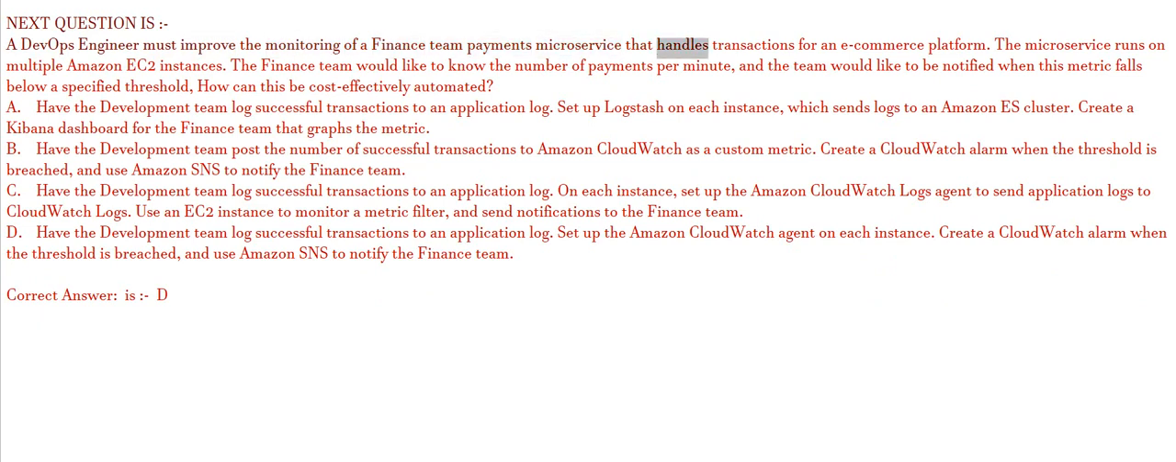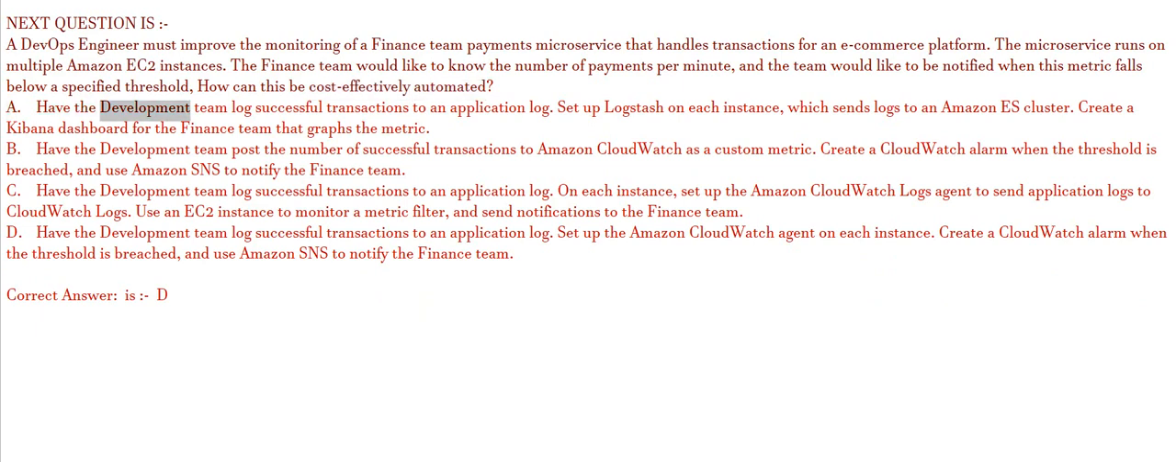that handles transactions for an e-commerce platform. The microservice runs on multiple Amazon EC2 instances. The finance team would like to know the number of payments per minute, and the team would like to be notified when this metric falls below a specified threshold. How can this be cost-effectively automated?